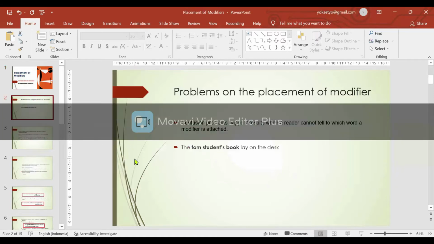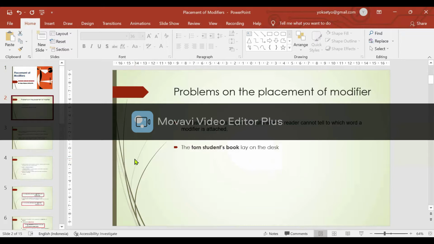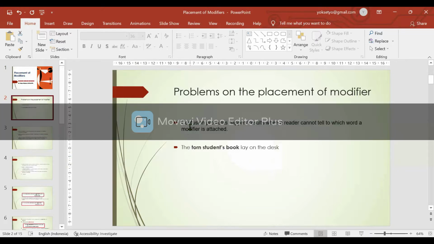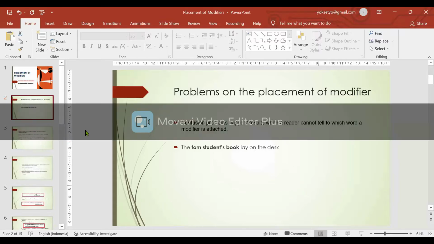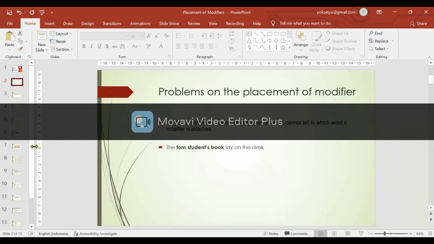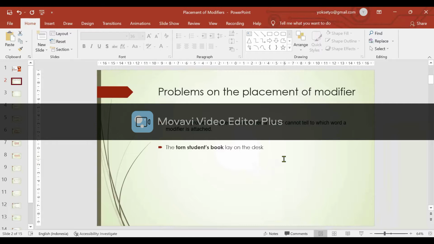So when we have the placement of modifiers, we actually have some problems. Confusion problems. These confusion problems happen or result when a reader cannot tell to which word a modifier is attached.